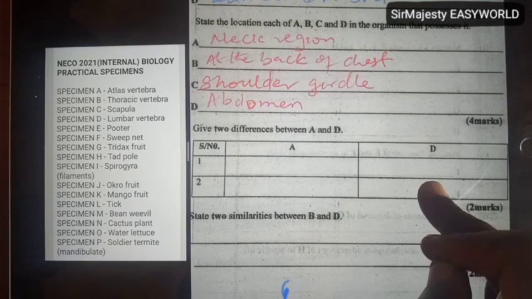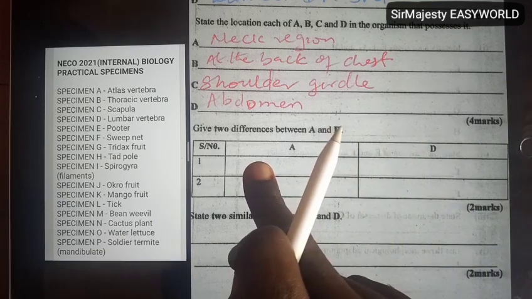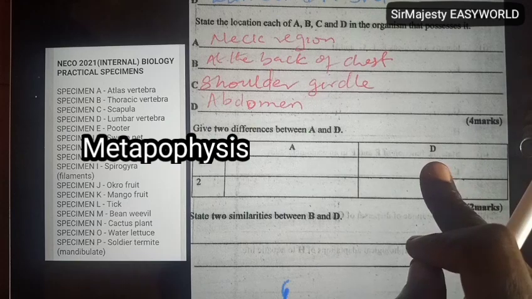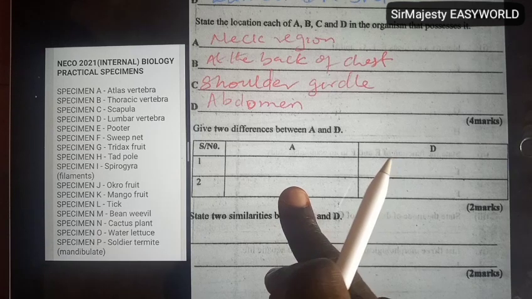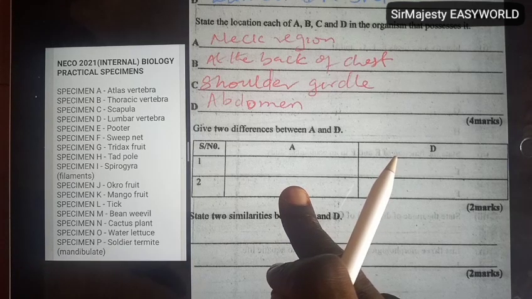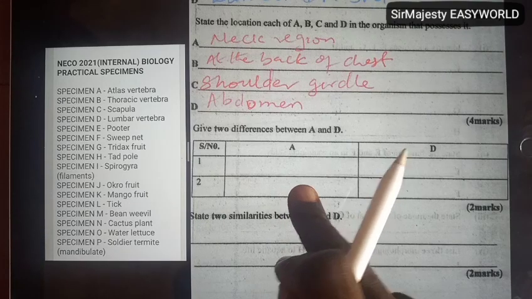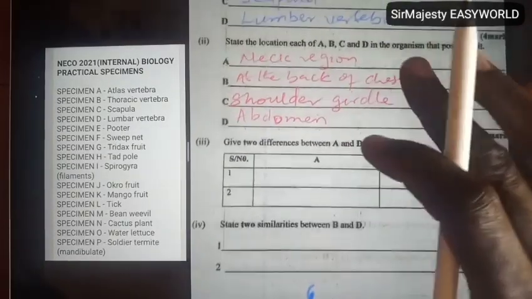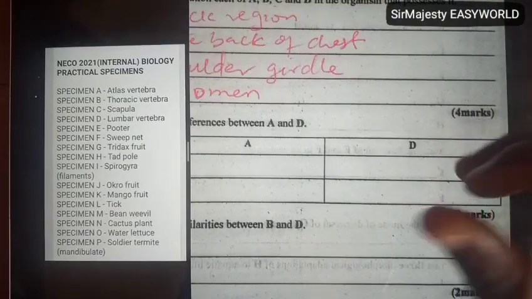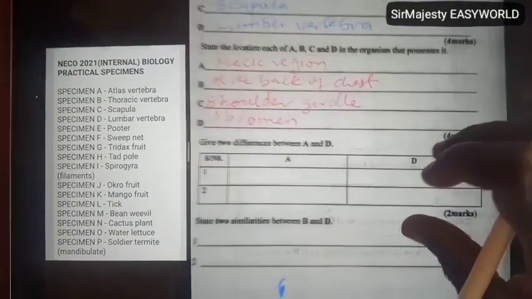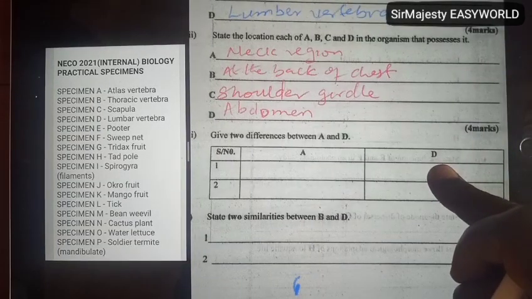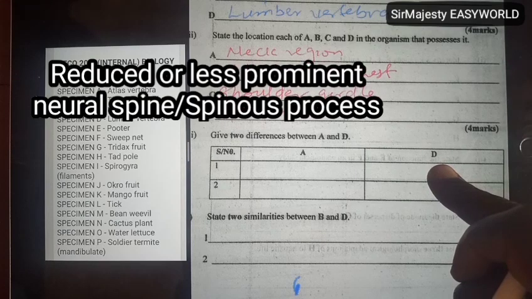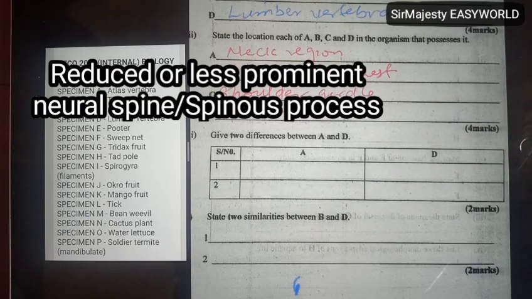Then there are other differences. You can say metapophysis is absent in atlas, but present in lumbar. Also, atlas doesn't have hypophysis and apophysis, but they are present in lumbar vertebra. Then this one has a reduced neural spine, while this one has a pronounced neural spine. In your lumbar vertebra the neural spine is not reduced, but in atlas the neural spine is reduced.